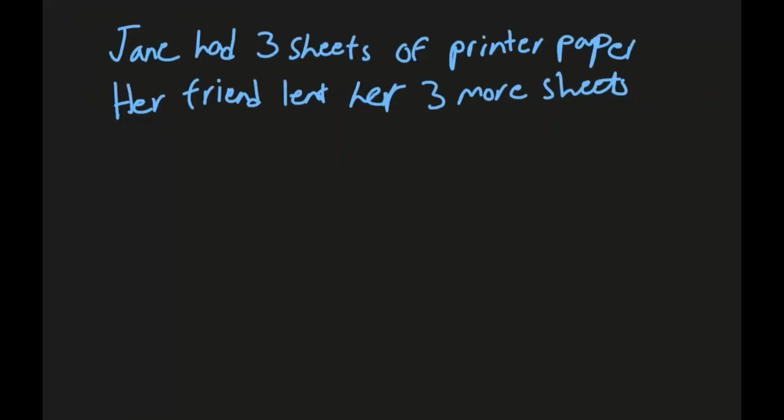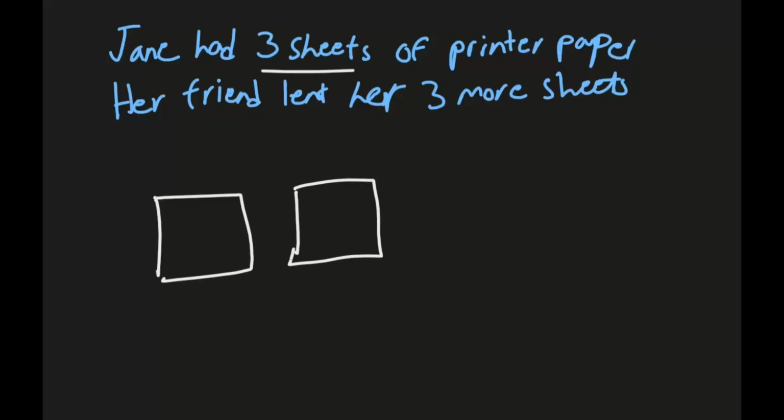So let's draw the original ones. So she had 3 sheets of printer paper. So we're going to draw 3 sheets. 1, 2, I know this does not look like a sheet because a sheet is just pretty much a square, but yeah. And 3. So we had 3 sheets of printer paper. This is what she originally had.